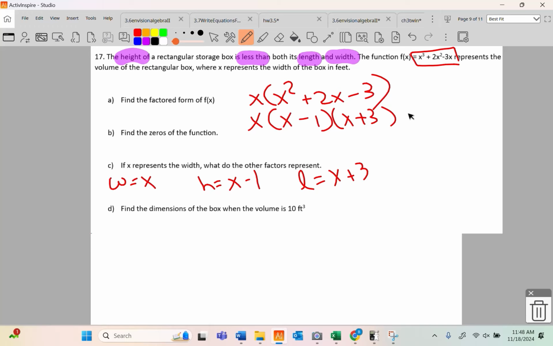Find the zeros. Is that equal to 0? You use what property that we've used every day forever? Zero product property, what are the 3 zeros? Go. Not easy. Find the dimensions of the box if the volume is 10 cubic feet. By the way, this was volume, right there. Where are you going to put the 10? Don't put it in for x, because this time it's the volume.